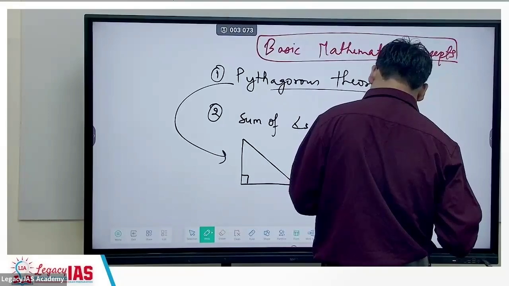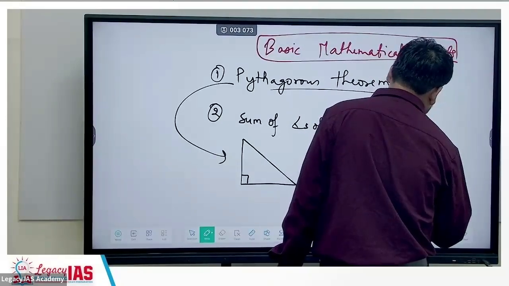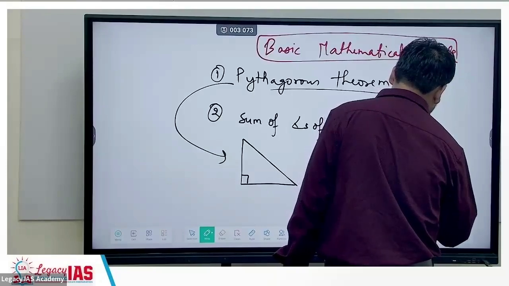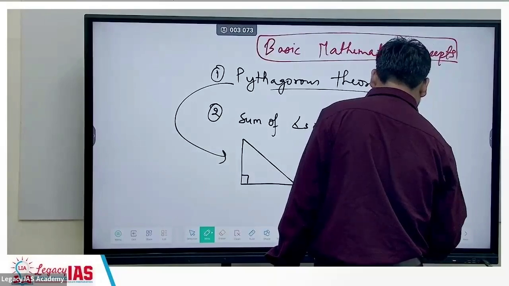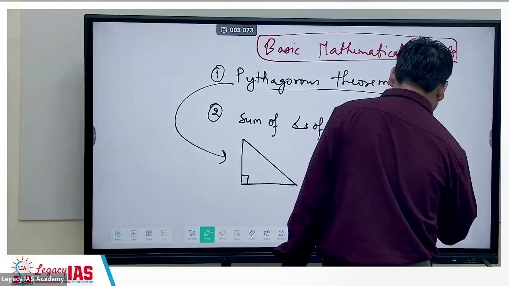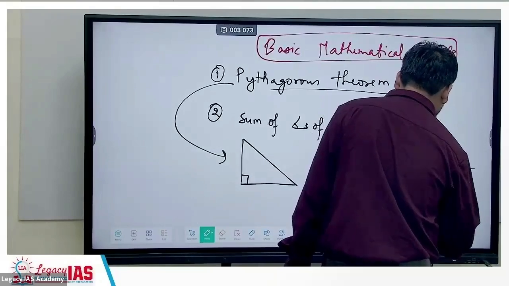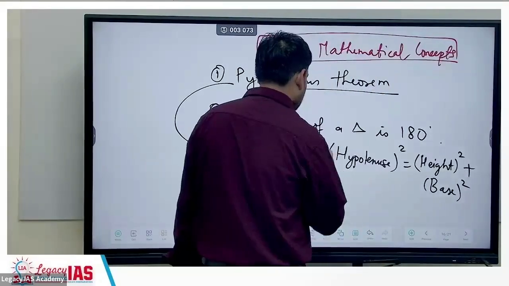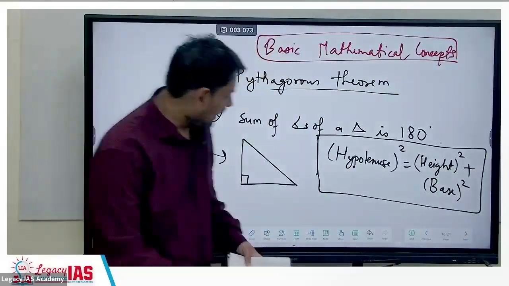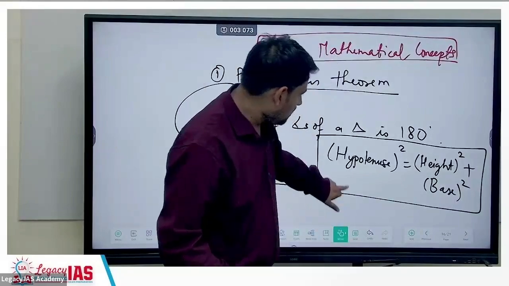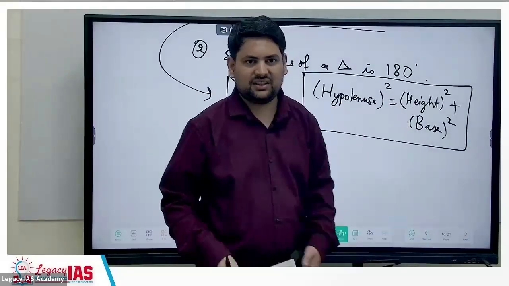You call it right. Don't write this as height and base; you write height square plus base square. Write it like this formula: hypotenuse square is equal to square of height plus square of base.